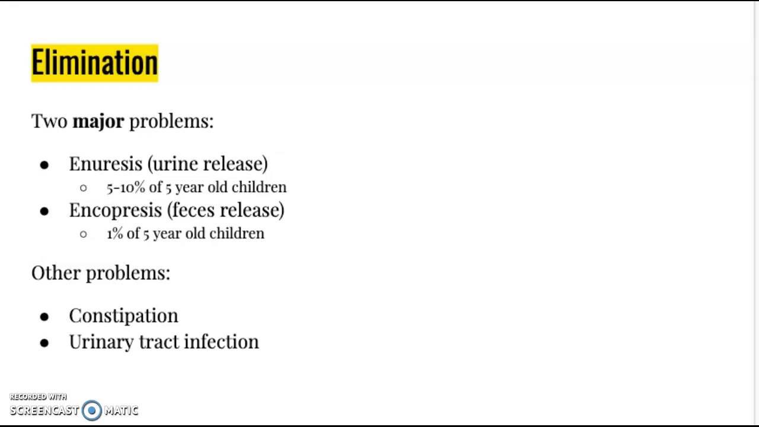Elimination. There are two major problems associated with elimination. The first one is enuresis, which would be the urine release frequently and uncontrollably throughout the night, or encopresis, which is the feces release throughout the night. Enuresis affects 5 to 10% of 5-year-old children, and encopresis affects about 1% of 5-year-old children.